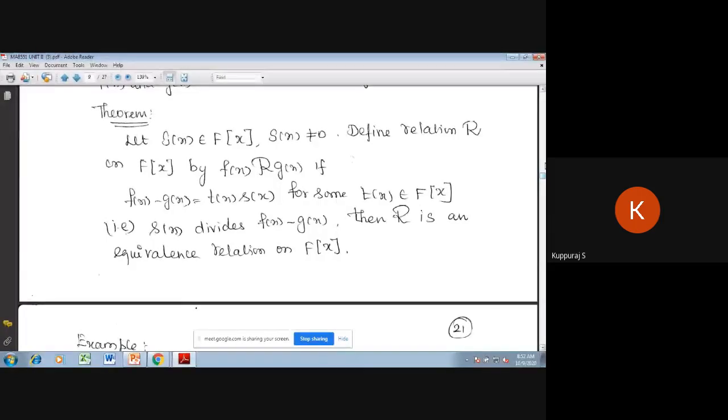Here f of x minus g of x, the difference between f of x and g of x, becomes the dividend. When the difference between the two polynomials is divided by s of x, you get the quotient t of x and remainder 0. So the relation between f of x and g of x is called an equivalence relation on capital F of x.